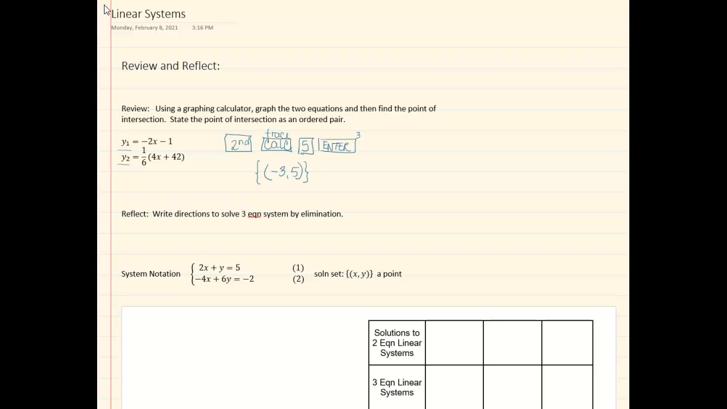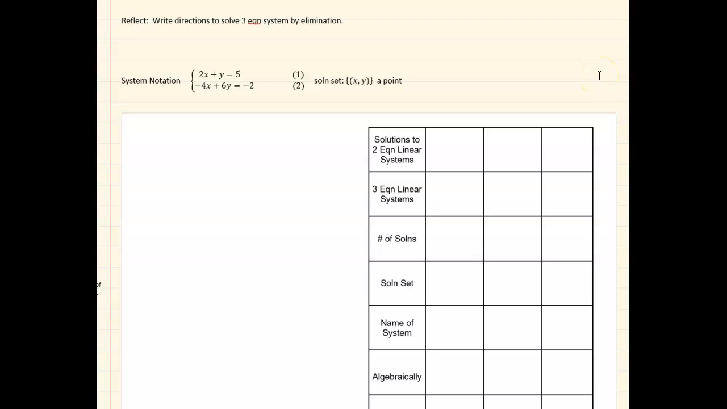For the reflect, that just means that after we finish talking about linear systems, you should be able to write down directions to solve a 3-equation system by elimination. So let's get started. The first thing we want to do is talk a little bit about notation.